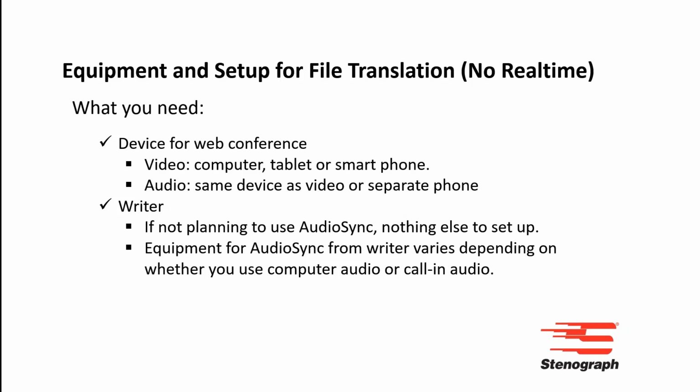If you're using call-in audio, so you're having audio on a phone while you're looking at the video on a computer, then how do you get the sound from the phone or the phone's speaker to your writer? Could be as simple as just connecting the microphone to your microphone port on your writer, and then placing the microphone right next to the speaker. So let's take a look at that.